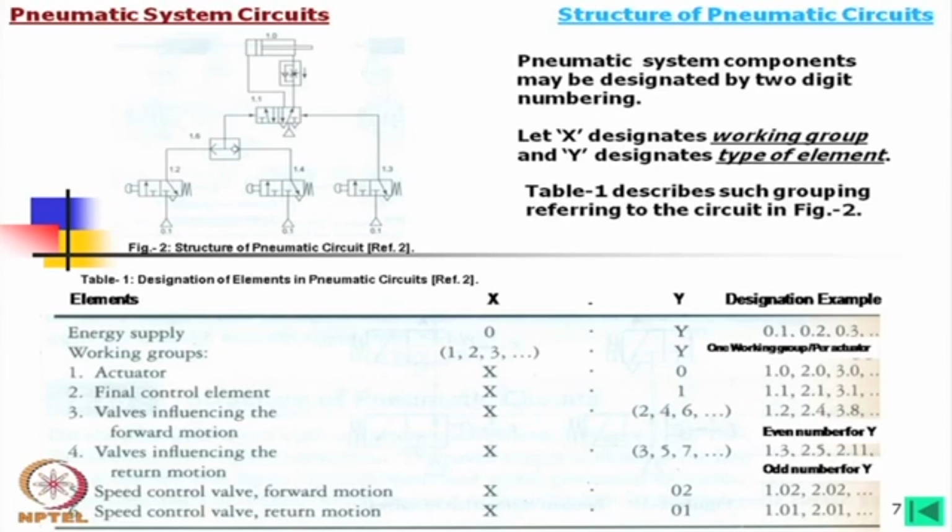So, we have used group 1, and then the element, say an actuator of this type, is designated 0, this control element is 1, then this element has 6, and this is 4, this is 3, this is 2, etc. So, this is just to give you an idea how these components are designated.